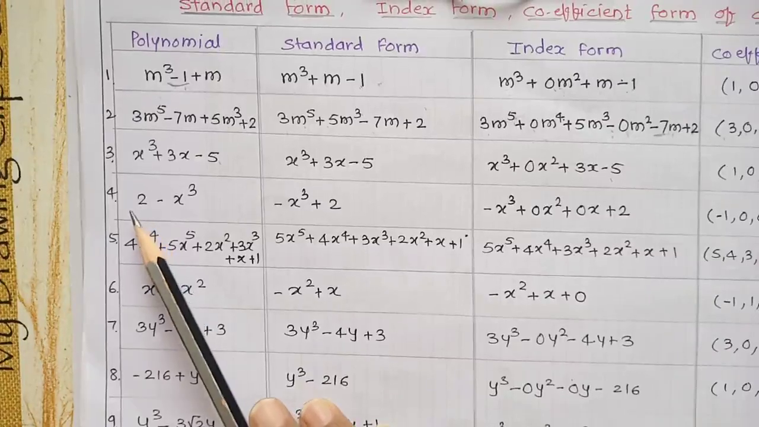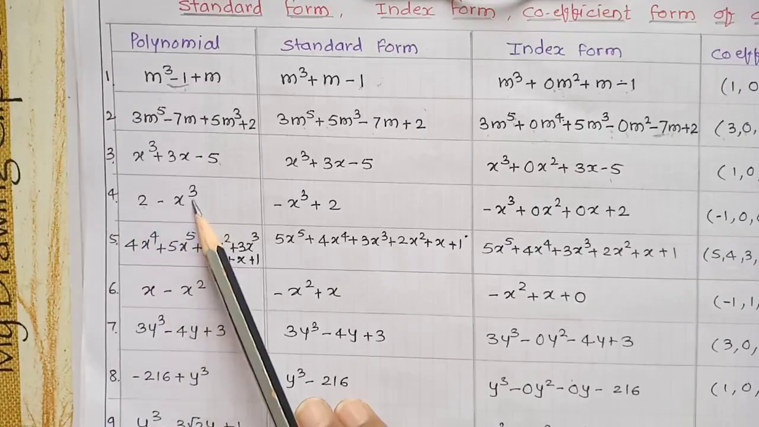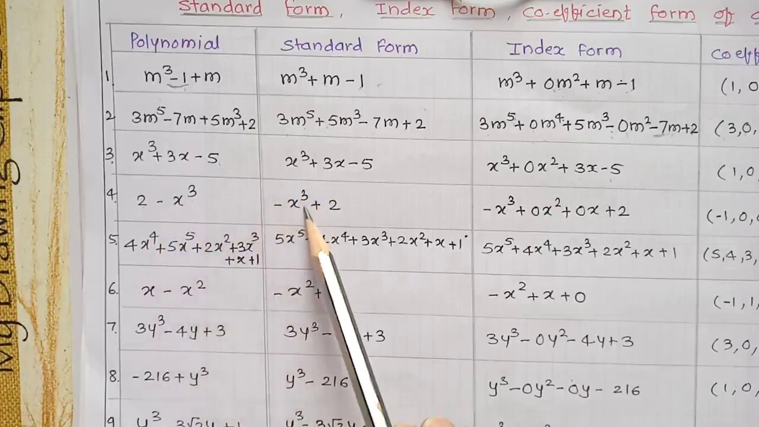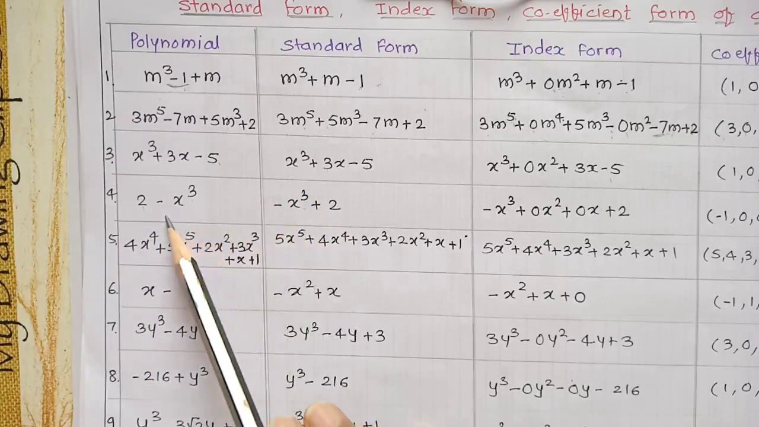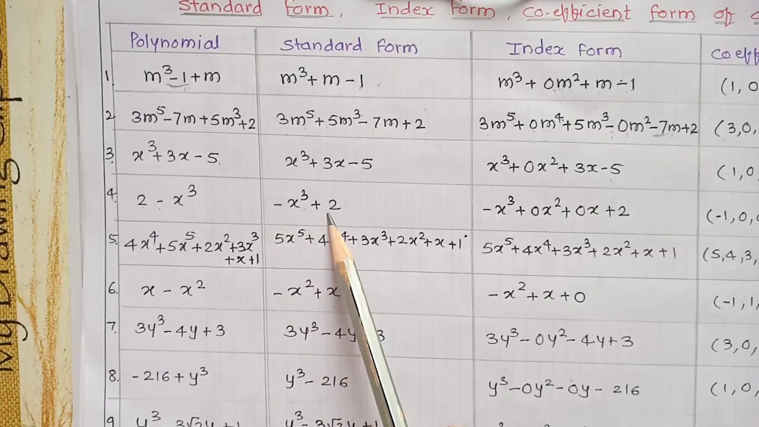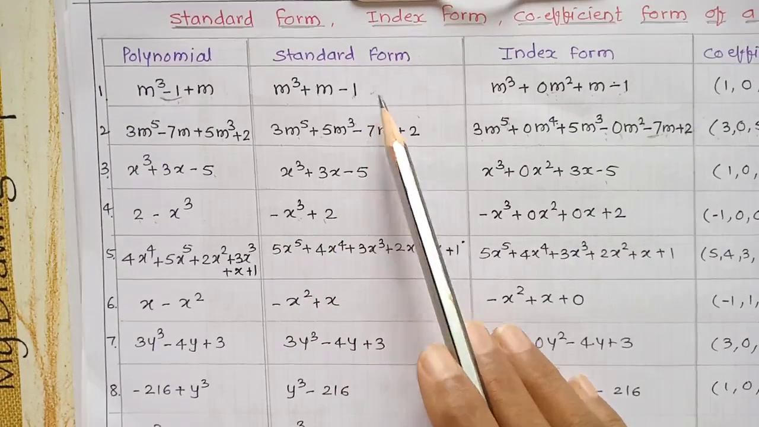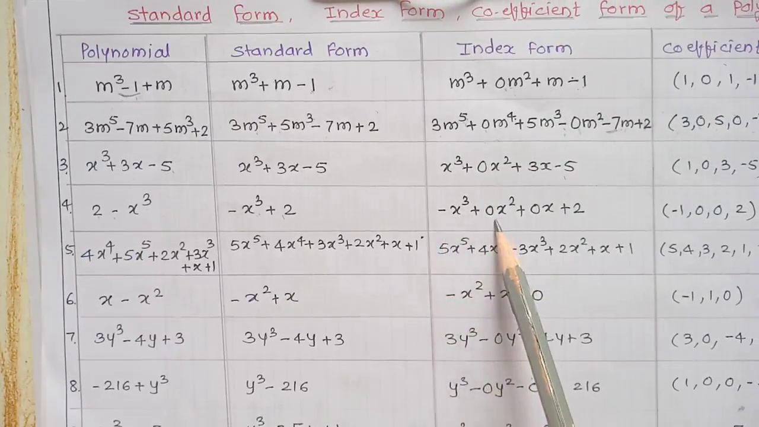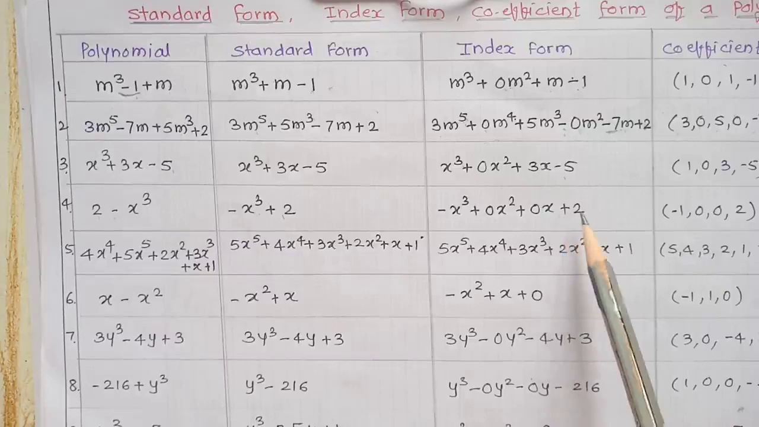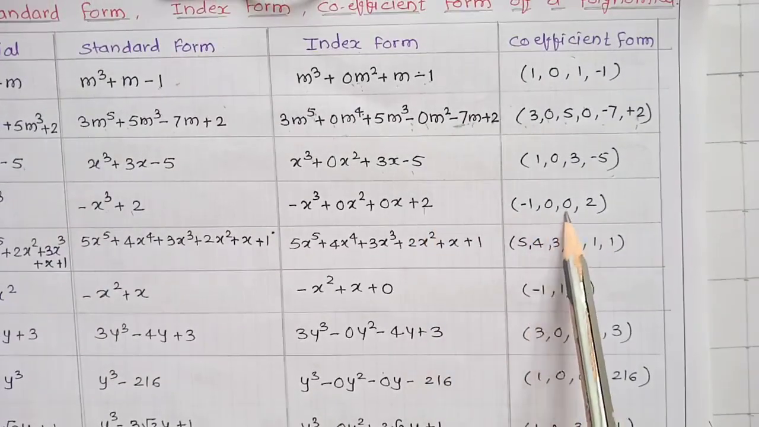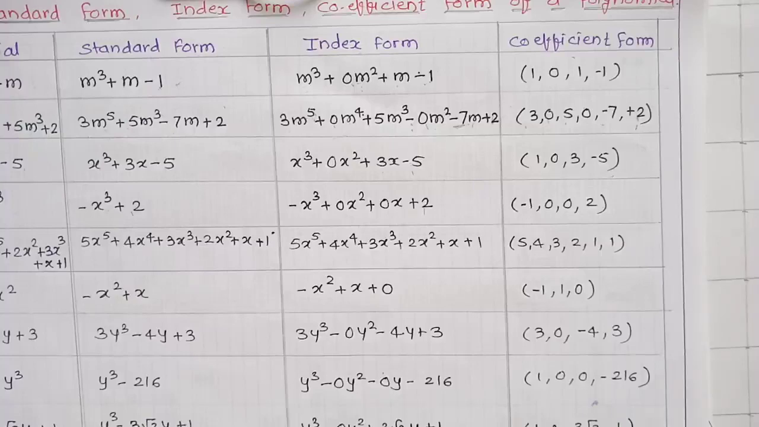Now the next example, 2 minus x cube. Here we have to arrange as per the descending order. So x cube will appear first with its sign negative. So minus x cube plus 2 is the standard form, and minus x cube plus 0x square plus 0x plus 2 is the index form, and minus 1, 0, 0, 2 is the coefficient form.